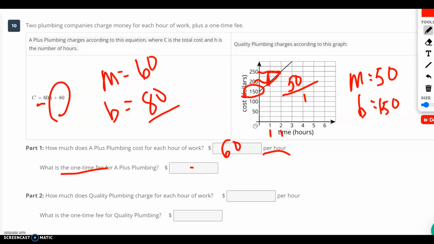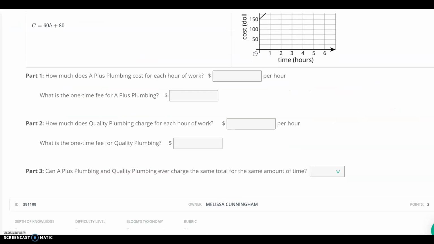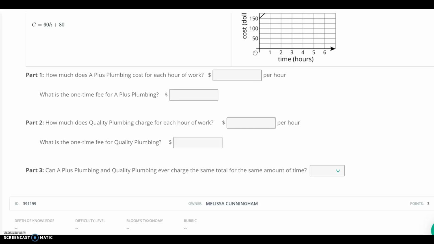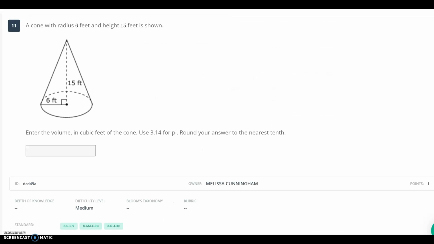Right here, one-time fee. My starting point is my one-time fee. That would be 80. Down here, for each hour of work, my rate of change, 50. One-time fee. They charged $150 for me to show up. The other thing it asks on this is, will they ever charge the same total? I can put these two in as equations into my graphing calculator, and I can find out that yes, they absolutely would.